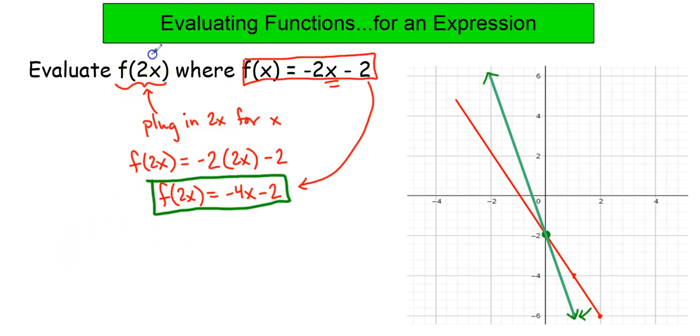So anytime we plug in a number that's bigger than 1 for x, so we basically say, hey, let's let x turn into a 2x, this is going to make this line steeper. So it makes the graph steeper.